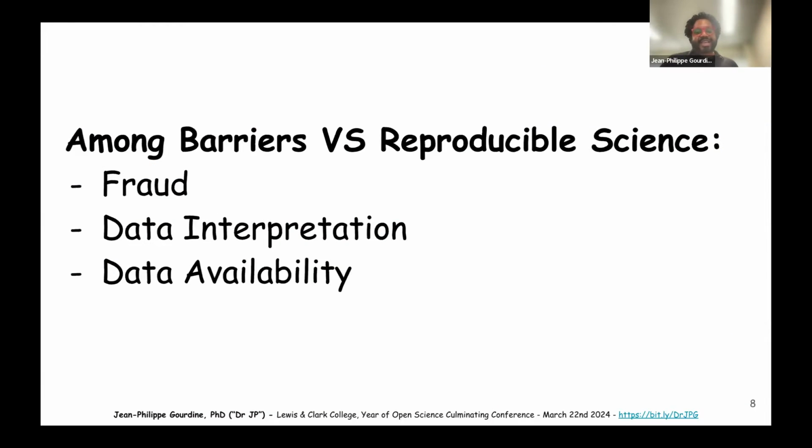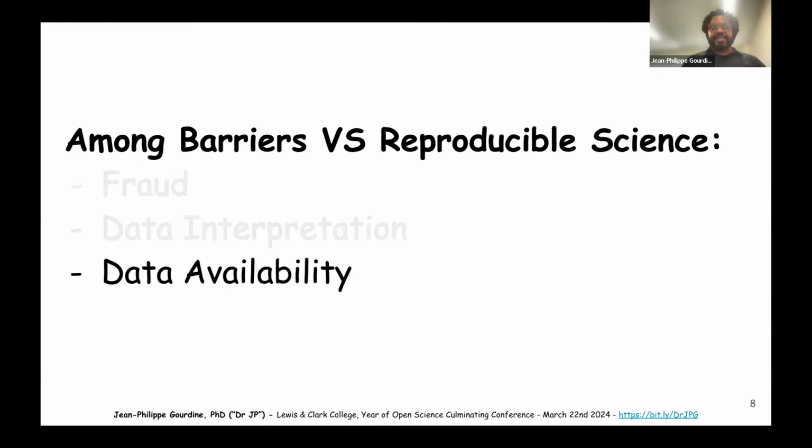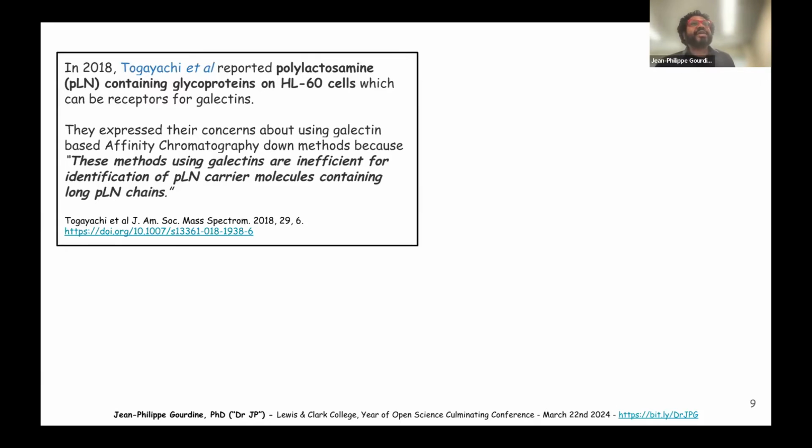The last part I want to emphasize, and this is the meat, the core of what I want to talk about, is data availability. So in 2018, a group in Japan reported a publication related to glycoprotein interacting with a particular protein called galectin. And they have shown that this particular protein contains polylactosamine, which is a type of sugar, and they claim that the method using galectin might not be working because of the length of this polylactosamine.